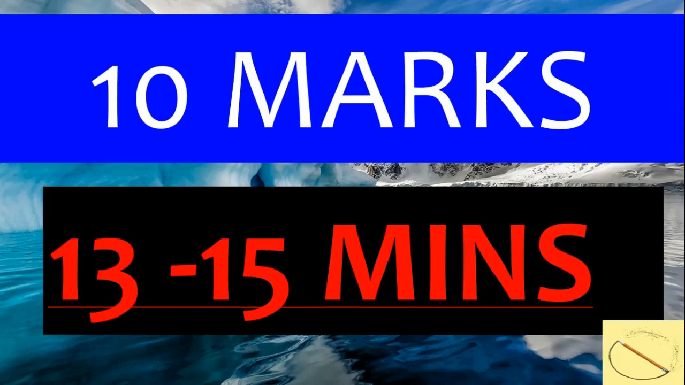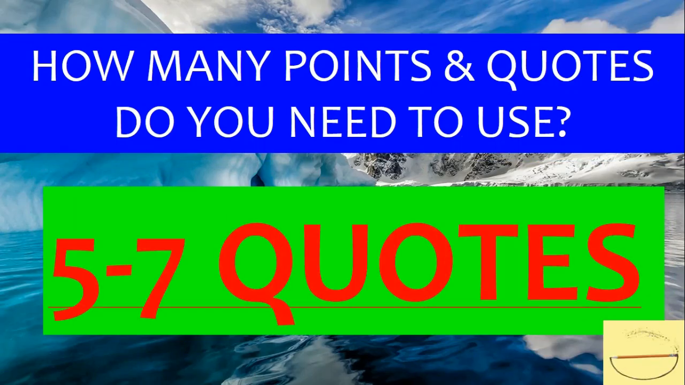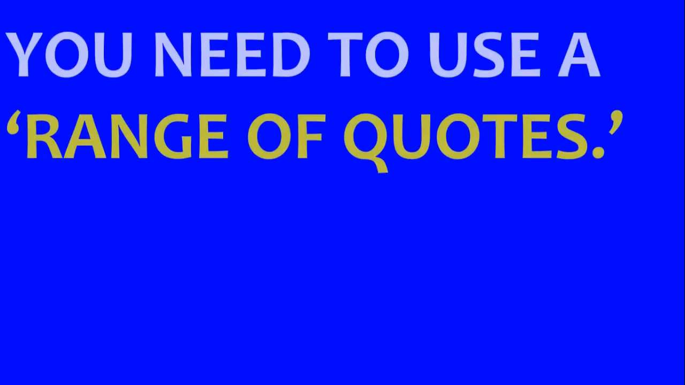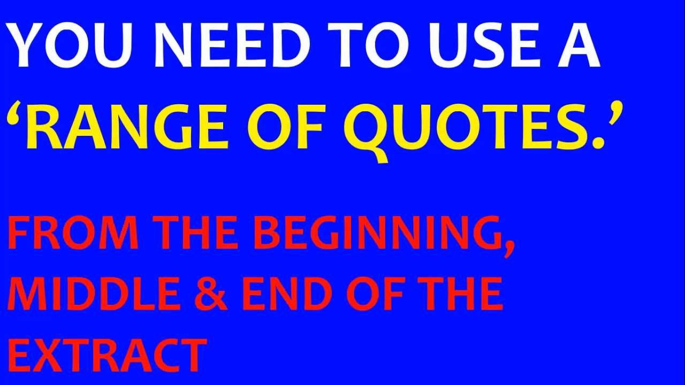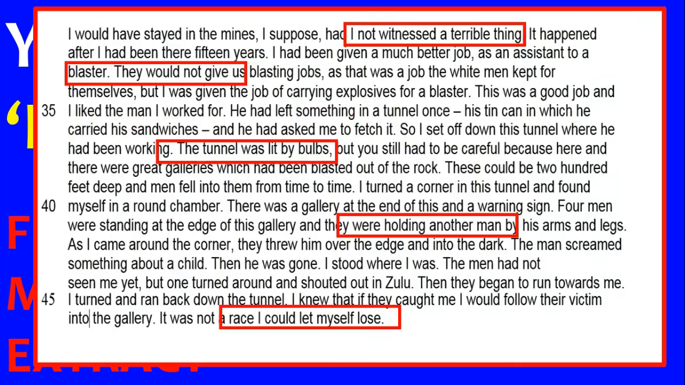So like I said, it's 10 marks, it's 13 to 15 minutes. How many points do you need to use? 5 to 7. If you can go higher than that, then brilliant. So you need to use a range of quotes from the beginning, middle and end of the extract. So we don't just want loads of quotes from the start. We want it all the way through, beginning, middle and end, to show the journey that the writer has taken us on in the extract.